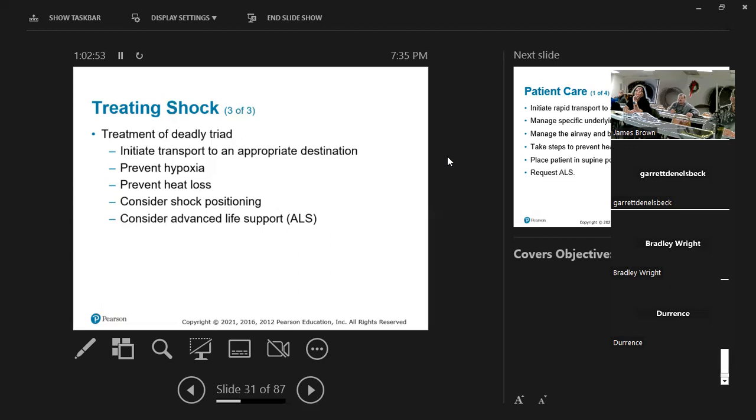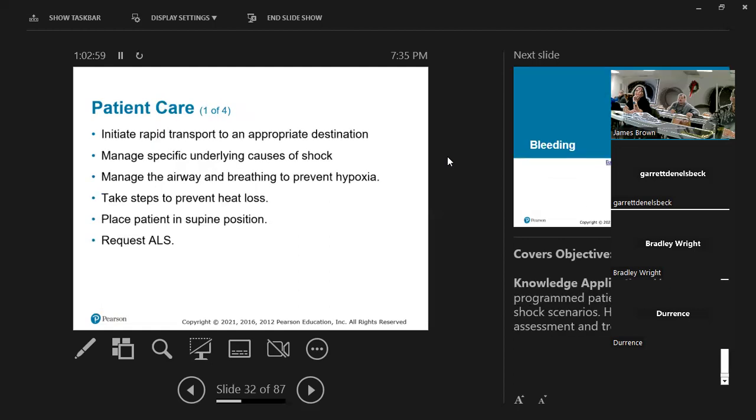Let's have a discussion about it. All right, go ahead. How long does it take for other organs to be damaged, for example by loss of blood?